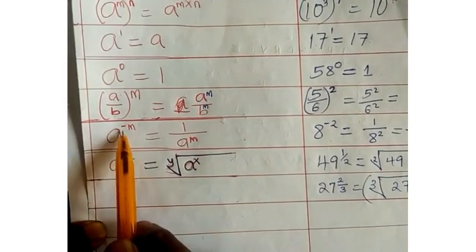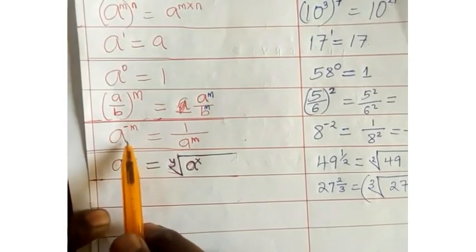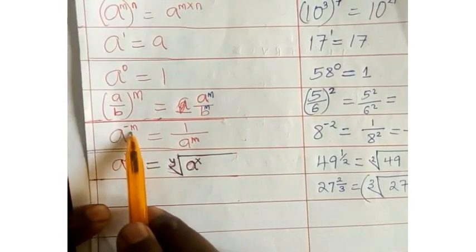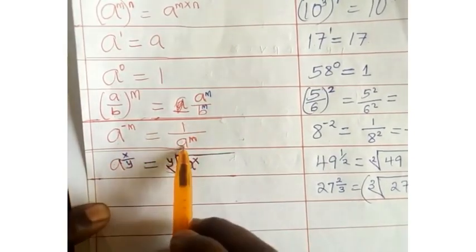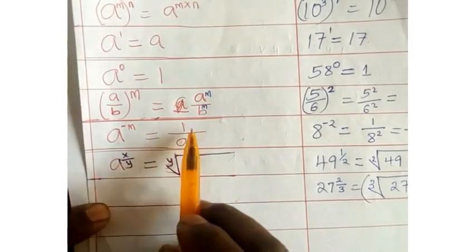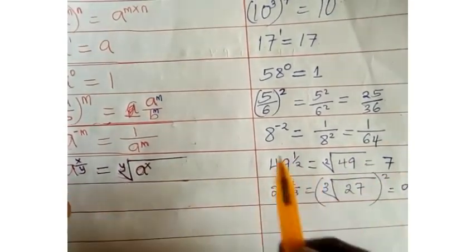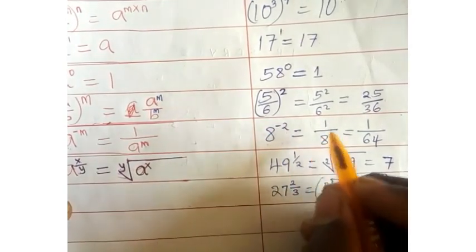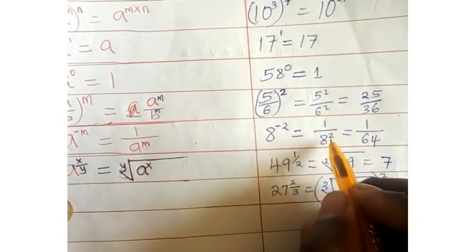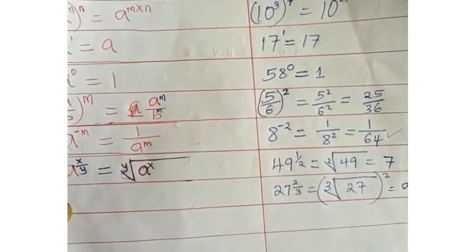Next, a raised to power negative m. So the index here is negative. To make this index positive, you introduce a reciprocal: 1 over a raised to power m. For example, when we have 8 raised to power negative 2, it is exactly equal to 1 divided by 8 raised to power 2 positive, which is equal to 1 over 64.